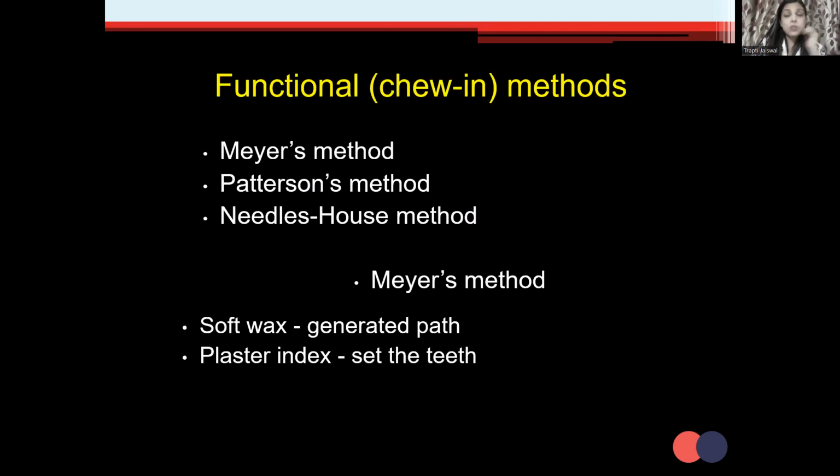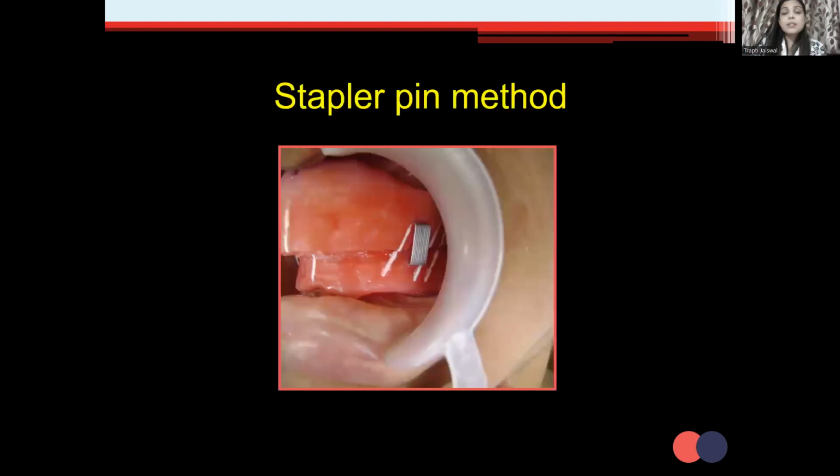Next methods are the functional methods. They are the Meyer's method and the Peterson Needles method. Sorry, I forgot to discuss something. The neck and notch was a pressureless method. Another method is the pressure method.